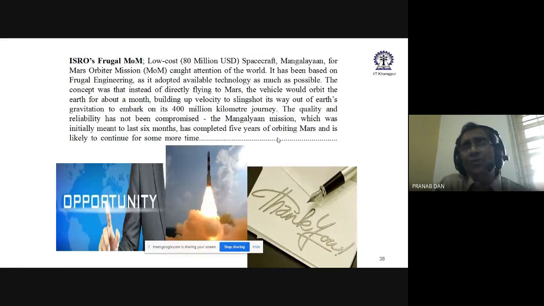frugal. In fact, we are very good in frugal, because if we talk about the MOM, frugal MOM, that ISRO's Mars orbiter mission, which got attention of the entire world, was produced at nearly 1/10 of the cost of MAVEN, that was NASA's launcher. And the concept was that it didn't slingshot to Mars directly, but it moved around the Earth. It orbited for a month and then shot out, and that helped to reduce the cost to a great extent.